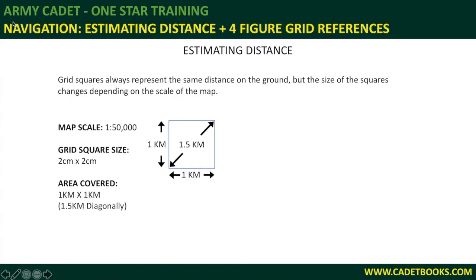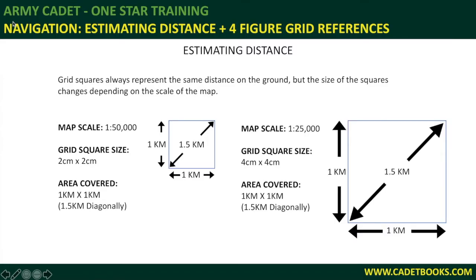Map scale 1 to 50,000. Grid square size 2 centimetres by 2 centimetres. Area covered 1 kilometre by 1 kilometre or 1.5 kilometres diagonally. Map scale 1 to 25,000. Grid square size 4 centimetres by 4 centimetres. The area covered is the same though at 1 kilometre by 1 kilometre or 1.5 kilometres diagonally.